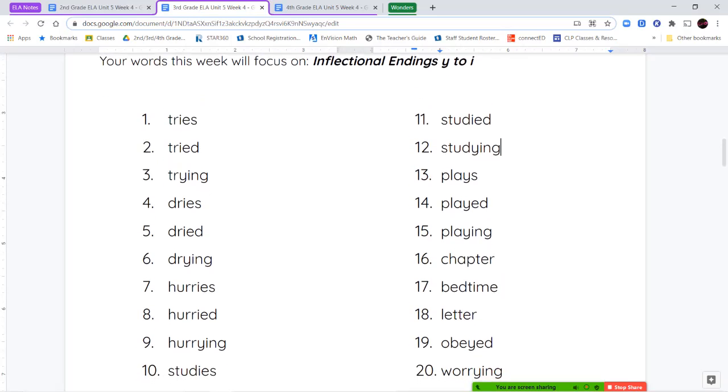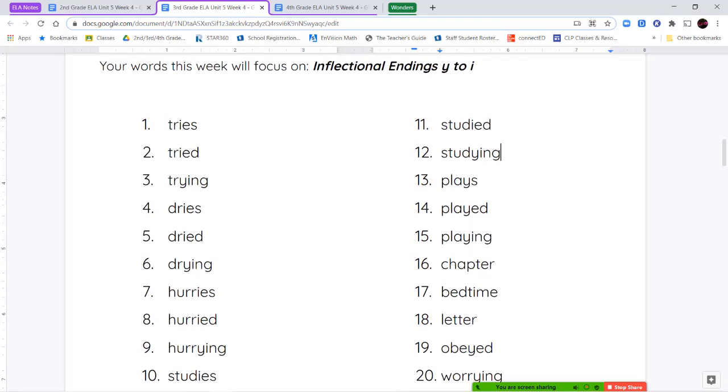Now remember the pattern that we're seeing here. When your word ends with a consonant and then a Y, you change it to an I before you add the ES, you change it into an I before you add the ED, and you do not change anything, you only add the ING. So remember, if it ends with a consonant letter and then a Y, IES, IED, or YING. Same thing with dries, IES, IED, YING. And you'll see that pattern throughout.